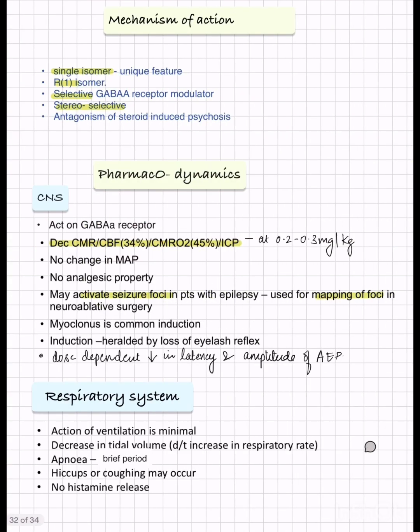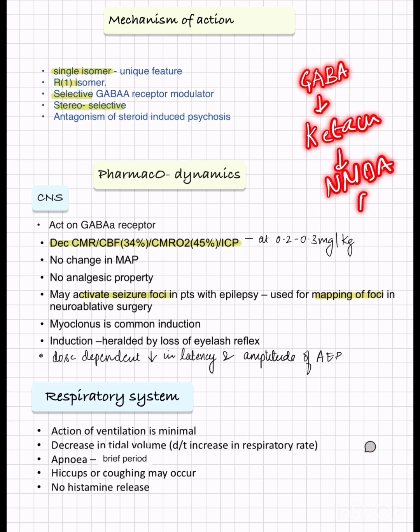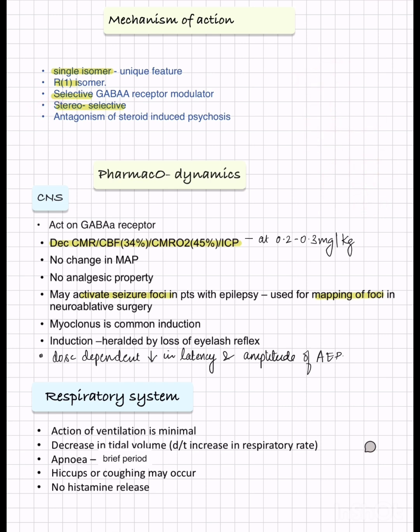Next, coming to mechanism of action, it is a single isomer, which is a unique feature of etomidate. Can you remember ketamine? In our previous videos, we discussed that it is a racemic mixture of R and S ketamine. So this is different from ketamine. It is the R1 isomer, which is a selective GABA receptor modulator. Can you tell me one IV agent which is not GABA mediated? Yes, ketamine. Ketamine was NMDA receptor mediated. It is stereoselective and antagonizes steroid-induced psychosis.